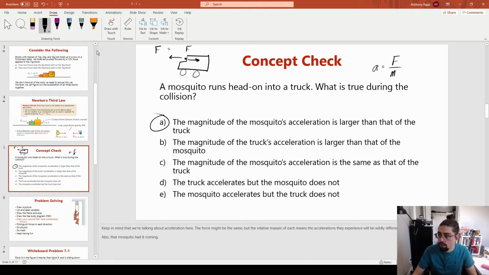Watch my waving hands. That's going to be the answer here. The acceleration of each one is really what we're talking about in all 5 of these choices. So even if it is the same force between the two, the fact that the mosquito is micrograms, or at least milligrams, many orders of magnitude smaller than the truck, means that even if the force is the same, the mosquito is going to feel that much, much greater acceleration.